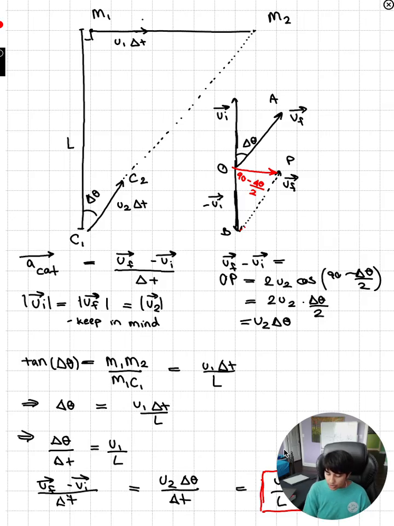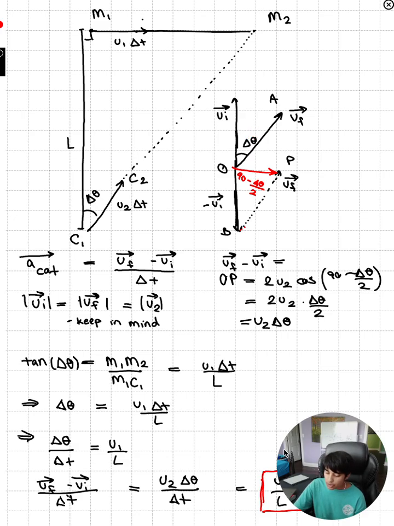Okay, so as we know, the acceleration of the cat is UF minus UI over del t, because that's just the same as final velocity minus initial velocity over time, which is the definition of acceleration. As I put here, the magnitude of UI equals the magnitude of UF equals the magnitude of U2. Just keep that in mind for now, okay? So this is a small snapshot in time in which the cat is moving with an original velocity of UI forward, and then it starts changing its direction to UF with a small change in angle of del theta.